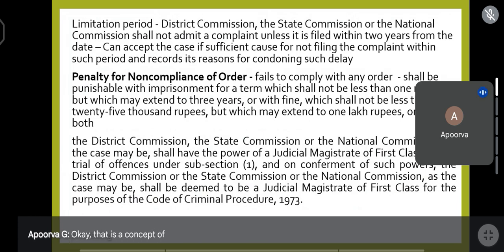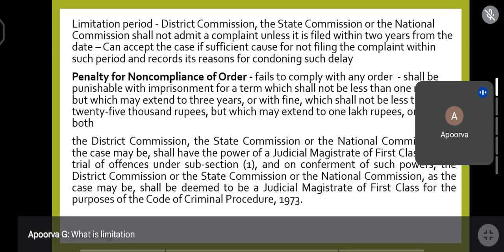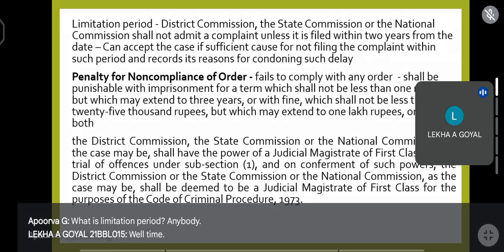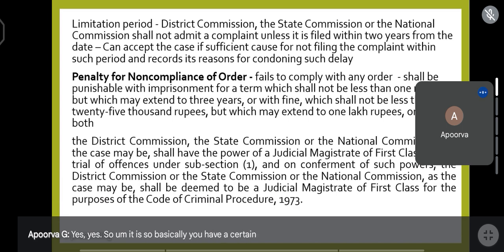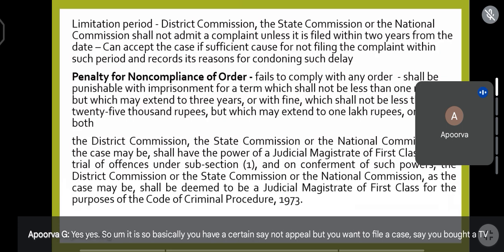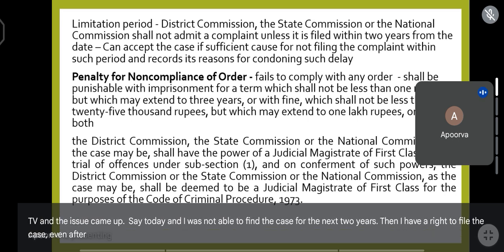Concept of limitations. Anybody knows what is limitation period? Time period within which you can file a suit. Yes. So basically you have a certain period to file a case. Say you bought a TV and the issue came up today, and I was not able to file the case for the next 2 years. Then I have a right to file the case even after 2 years. Now that's called a limitation period.